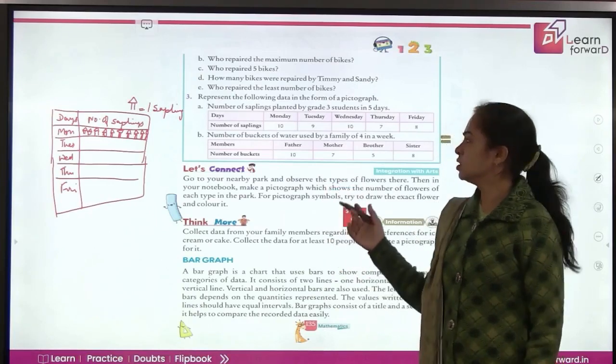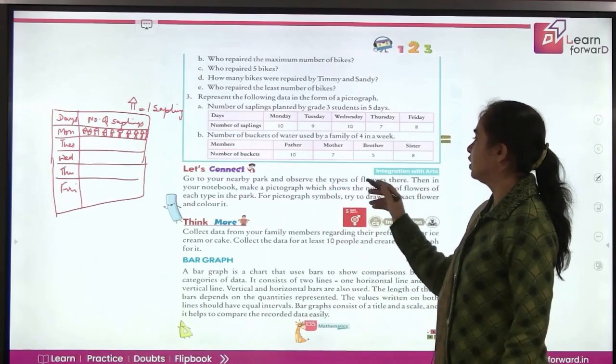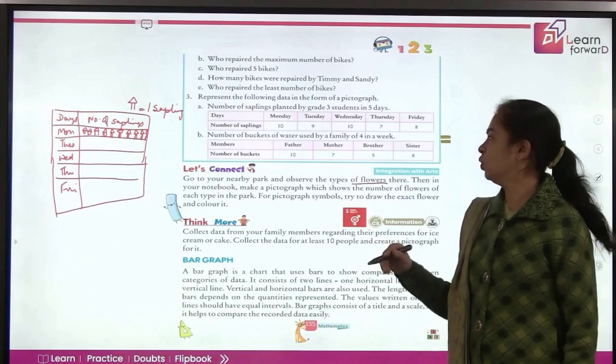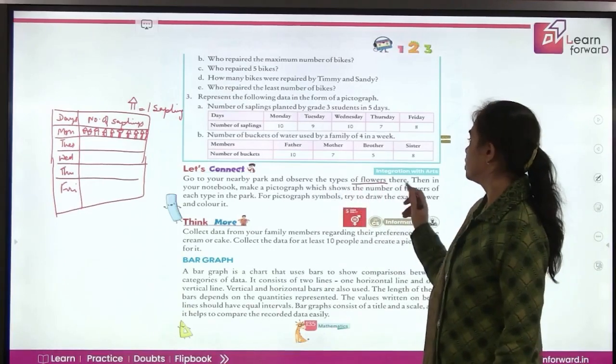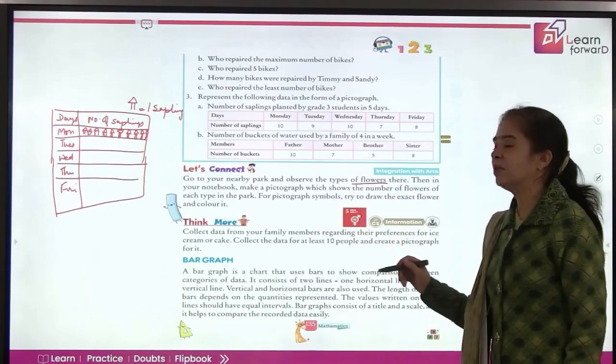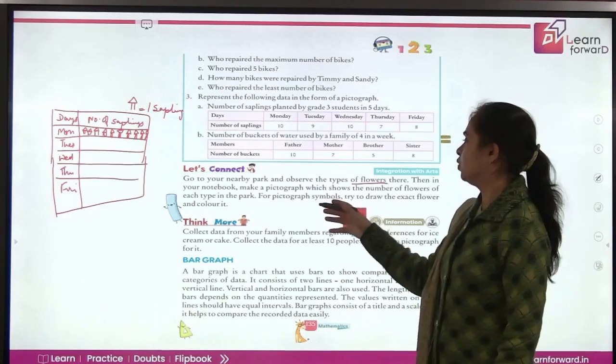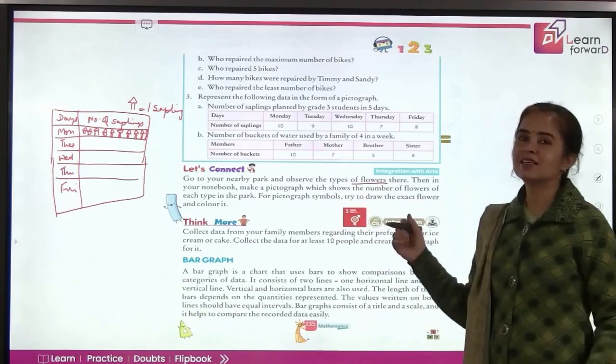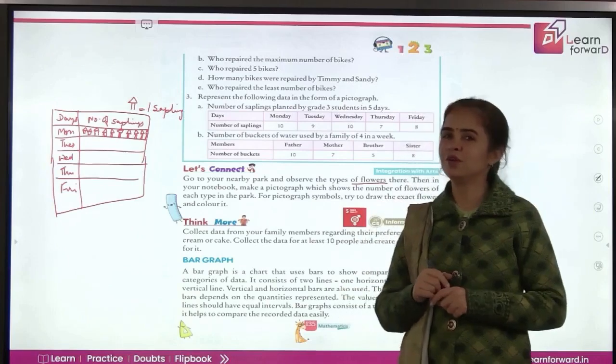Now let's connect. Go to your nearby park and observe the types of flowers there. Then in your notebook, make a pictograph which shows the number of flowers of each type in the park. And for pictograph symbols, try to draw the exact flowers and color it to make it more beautiful, children.